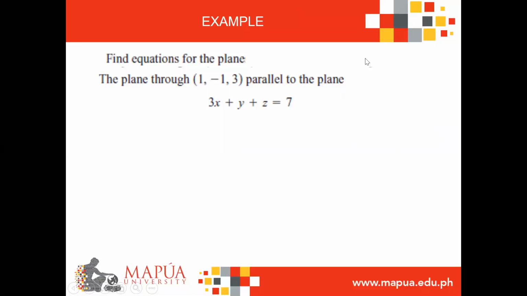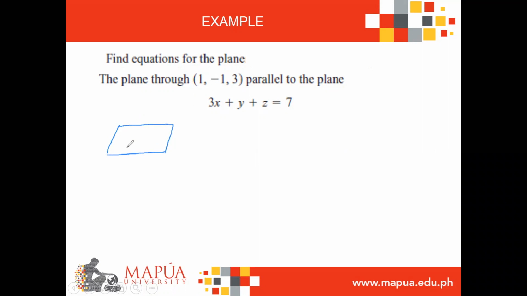Let's have another example. It says here, find the equation for the plane through the point 1, negative 1, 3, parallel to the plane 3x plus y plus z equals 7. So if we're going to graph the two planes here, they are said to be parallel. So we have here our plane 1. Let us have this as the unknown plane.